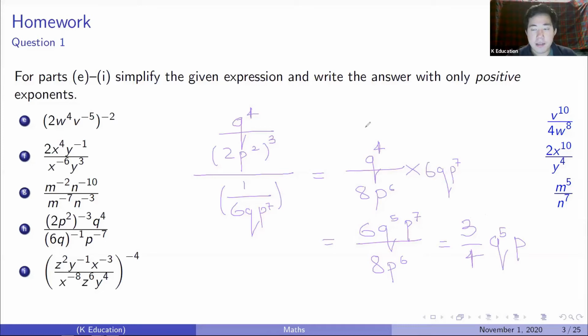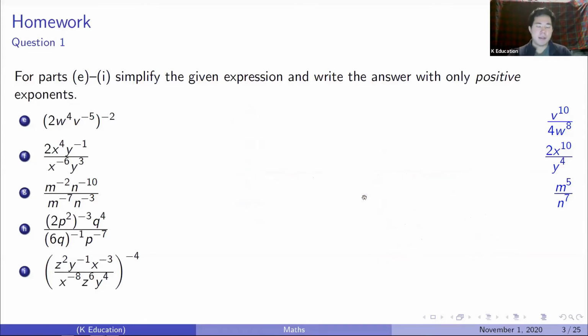So yeah, you just need to be careful with the minus signs and just take it one step at a time, right? Don't try to skip steps. Last one is possibly the most messy. So Molly, how did you do part I?